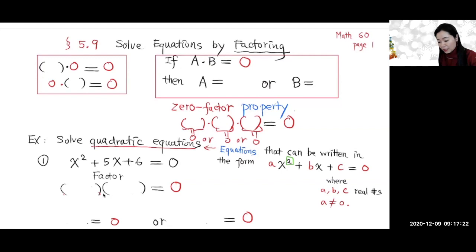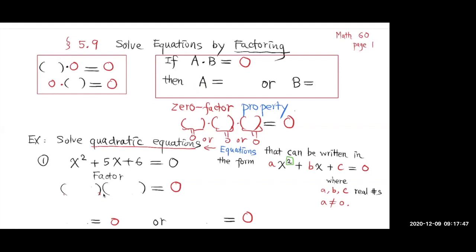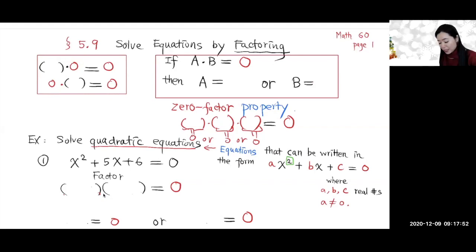So we know that any quantity times 0 gives 0, right? So what happens if A times B equals 0? What can we conclude about A or B? If these two factors, A and B, multiplied equal 0, then what can we say? One of them is 0. Yeah, one of them has to be 0, right? So maybe A is equal to 0, or B is equal to 0, or both of them are equal to 0, right? So this is an inclusive OR. That means it could be both, okay?